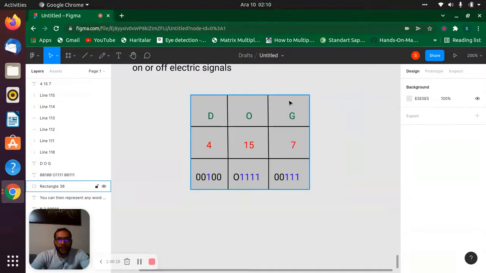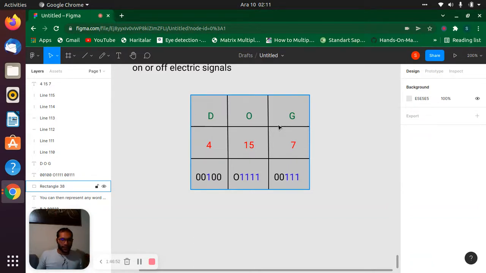Here, we have 7 for G. So we can represent dog for the computer. The computer can understand these numbers: 4, 15, 7. In our decimal system we write it like that, but in the computer, 4 will be 00100, 15 will be 01111, and 7 will be 00111, like that, yes?